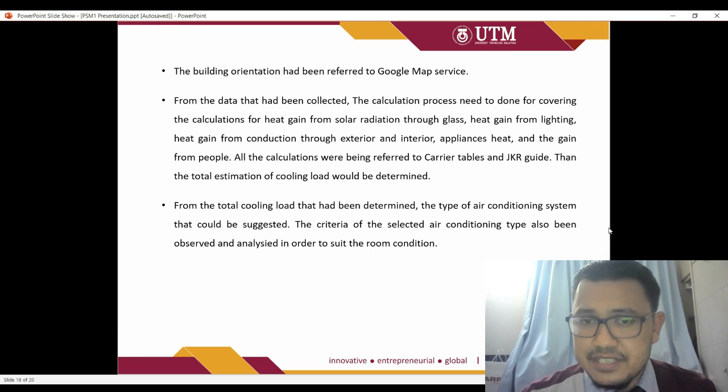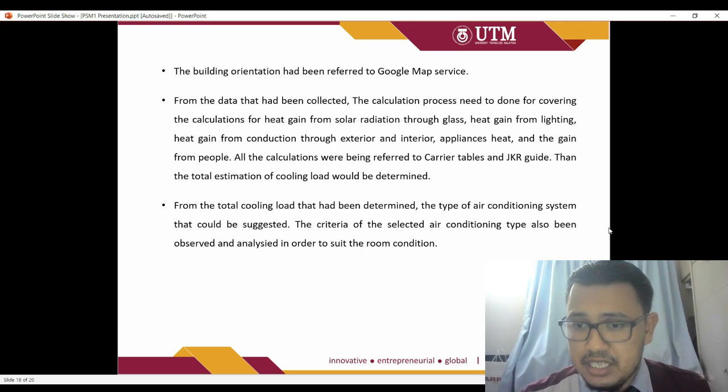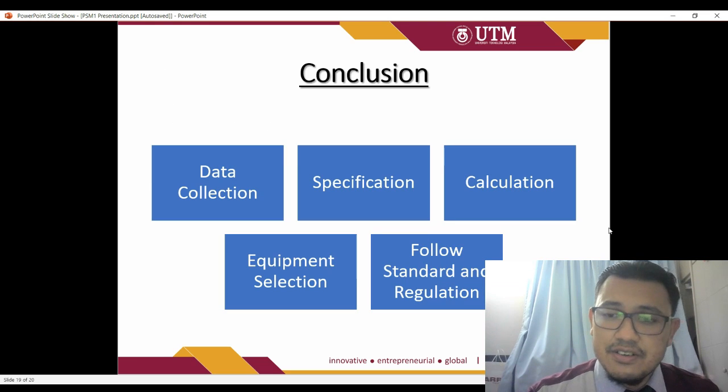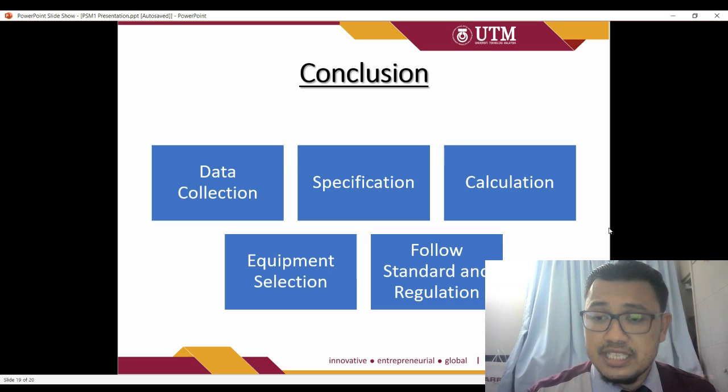Then the criteria of the selected air conditioning type are also observed and analyzed in order to suit the room condition and the clean room specification. Then the conclusion is the data collection must be done first, then to study the spec given by the client and to follow the standard requirement for the clean room, for the class 10K clean room. Then the calculation has been done based on the Carrier handbook.